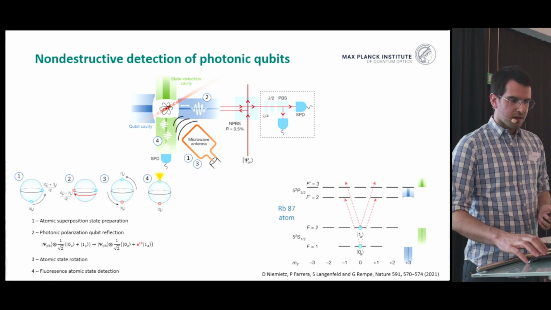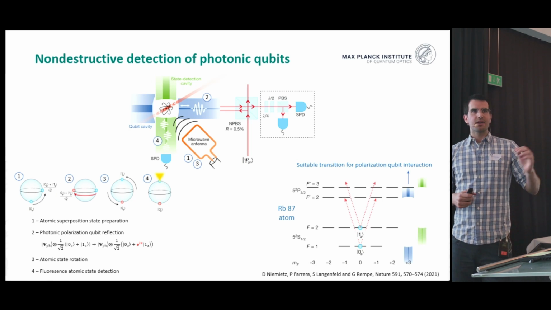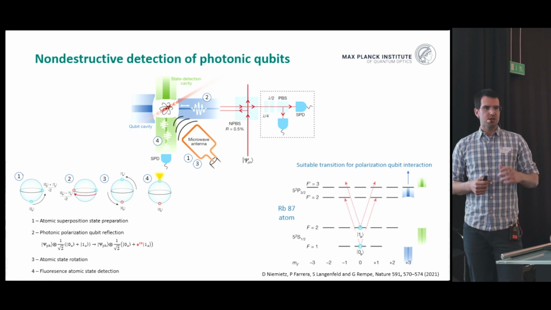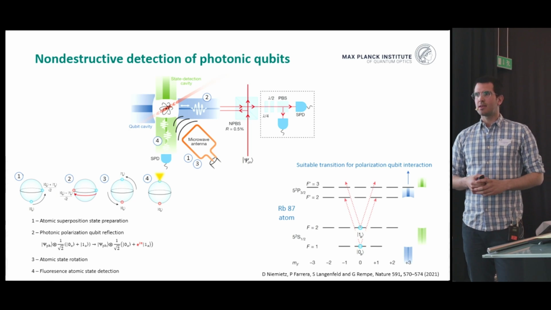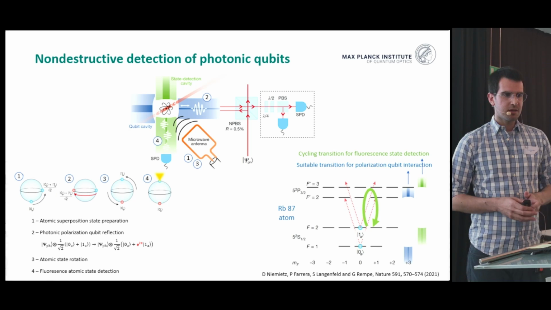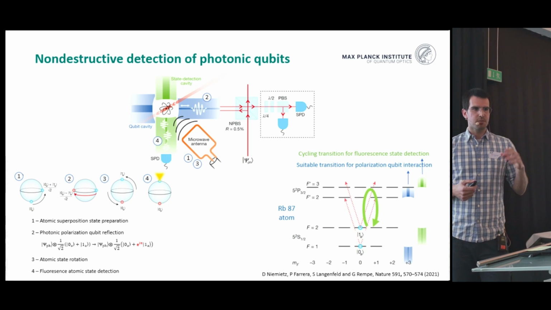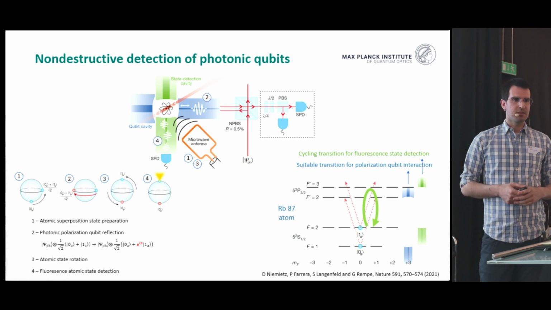So for us, having two cavities is important because then we can have one cavity in a transition which is suitable for the interaction between the polarization qubit and the atom, and the other cavity is in a cycling transition in rubidium, which is suitable for the last step, the cavity-enhanced fluorescence atomic state detection.